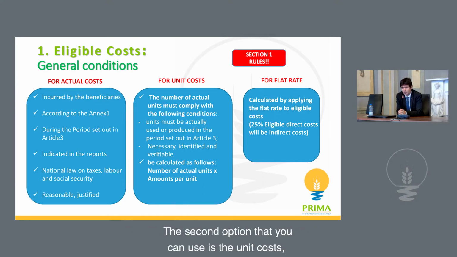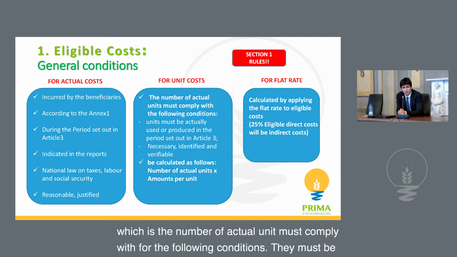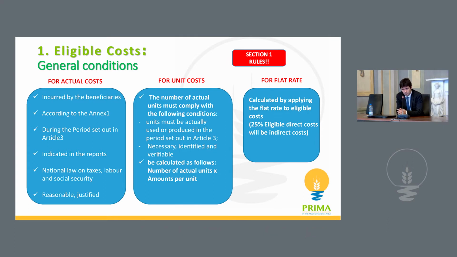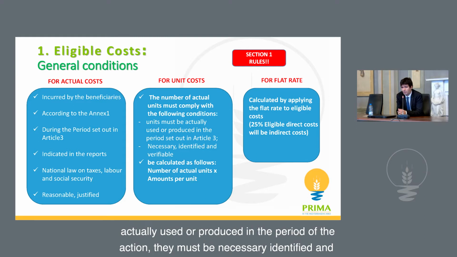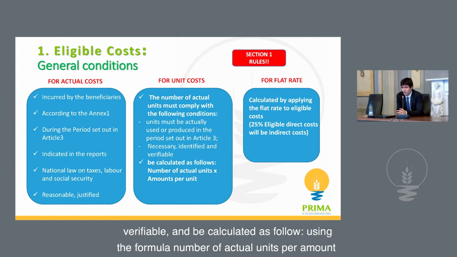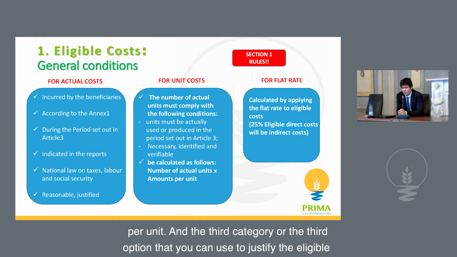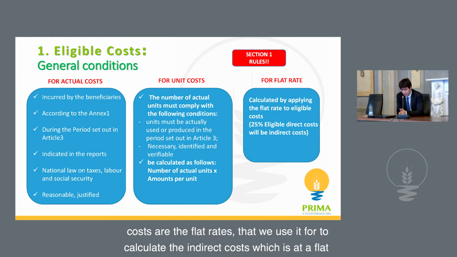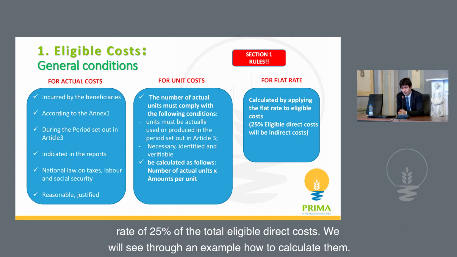The second option that you can use is the unit cost, where the number of actual units must comply with the following conditions, okay? They must be actually used or produced in the period of the action. They must be necessarily identified and verifiable, and be calculated using the formula: number of actual units times amount per unit. And the third option that you can use to justify the eligible costs is the flat rates, which we use to calculate the indirect costs, which is a flat rate of 25% of the total eligible direct costs. We will see through an example how to calculate them.